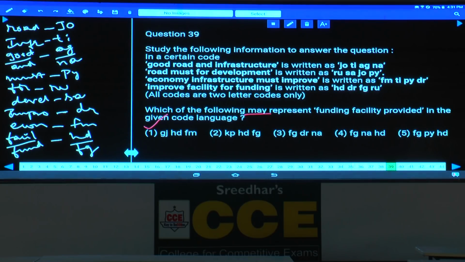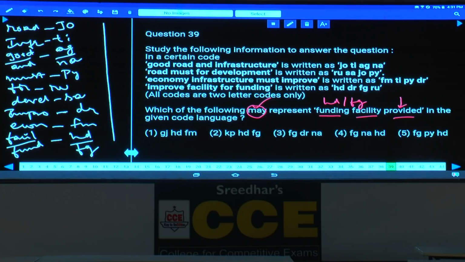And 39: which of the following may represent funding may? May means a possibility. Funding facility provided. Funding could be either funding and facility, HD, FG in any order. HD or FG in any order for these two. And provided, what is the code for provided? Is there any word provided? No word provided. The code for provided should be any code other than the given codes. That is the very basic reason why the word may is used.